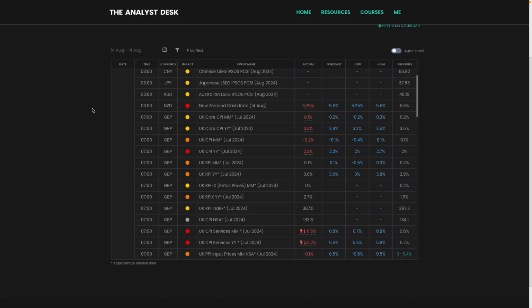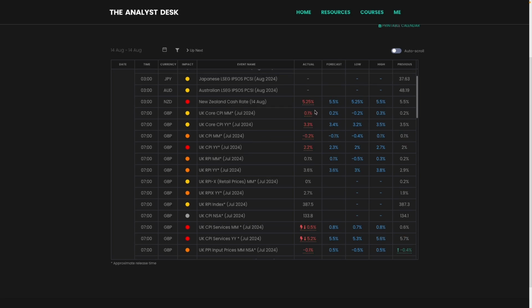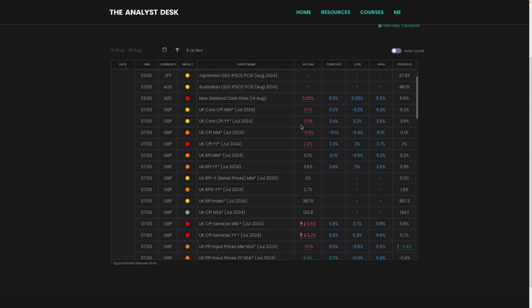So why do we look at the economic calendar? Because it gives us high probability trading events. Here you can see the UK CPI print out this week. Now, it came in slightly below market's expectations. It wasn't an obvious tradable opportunity.